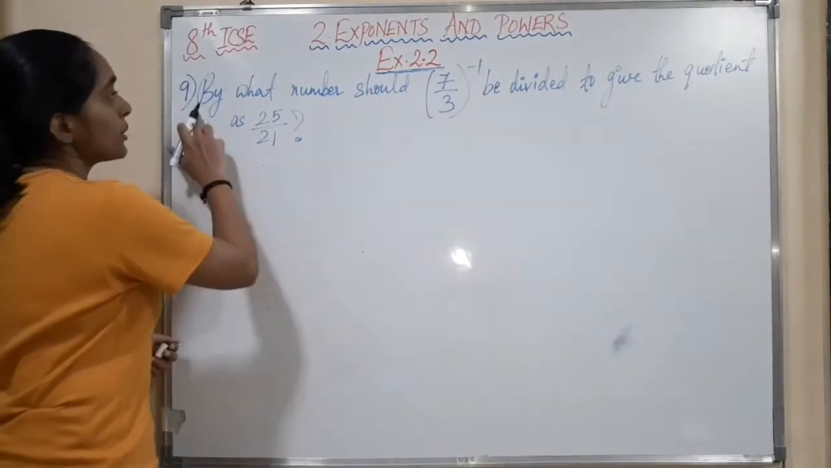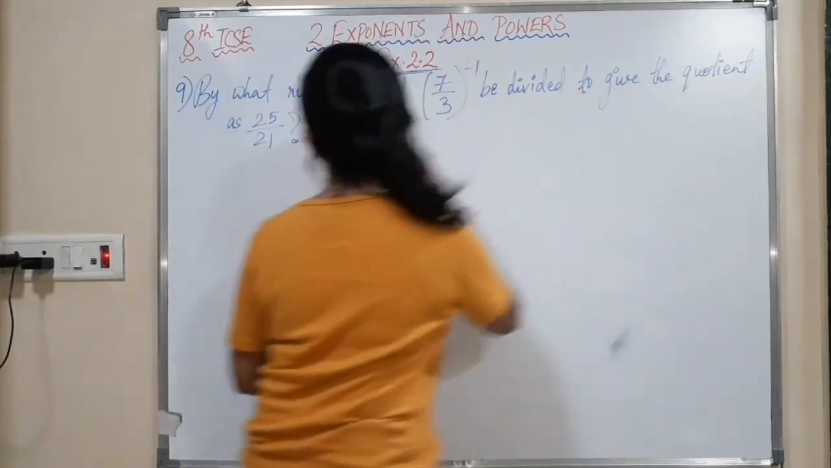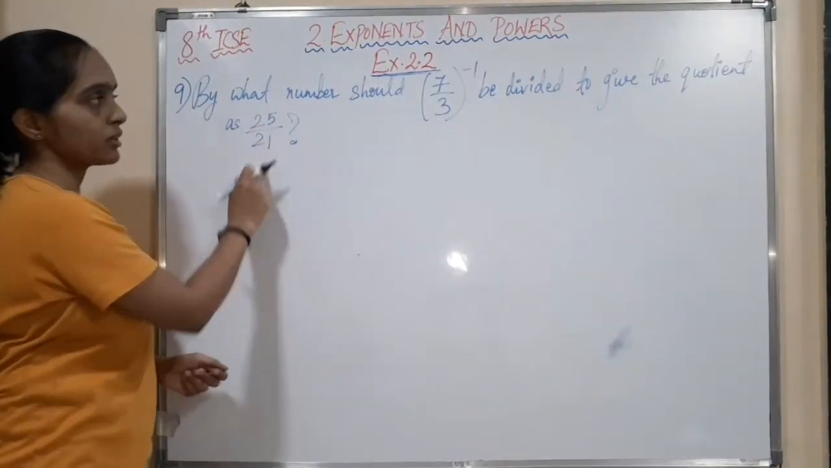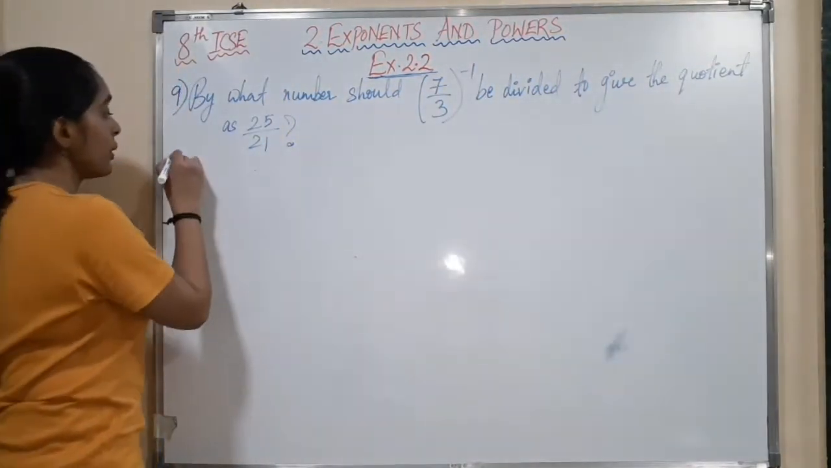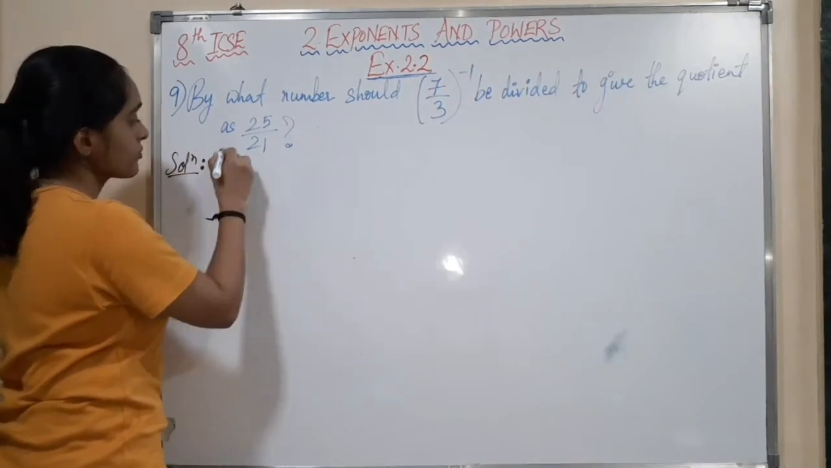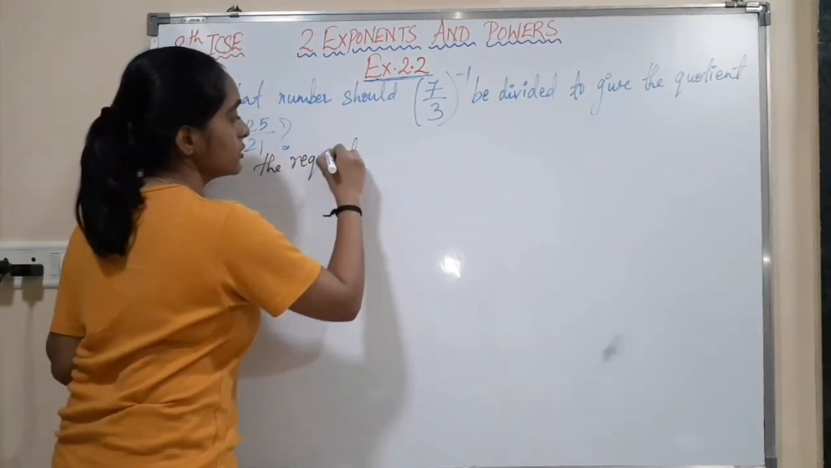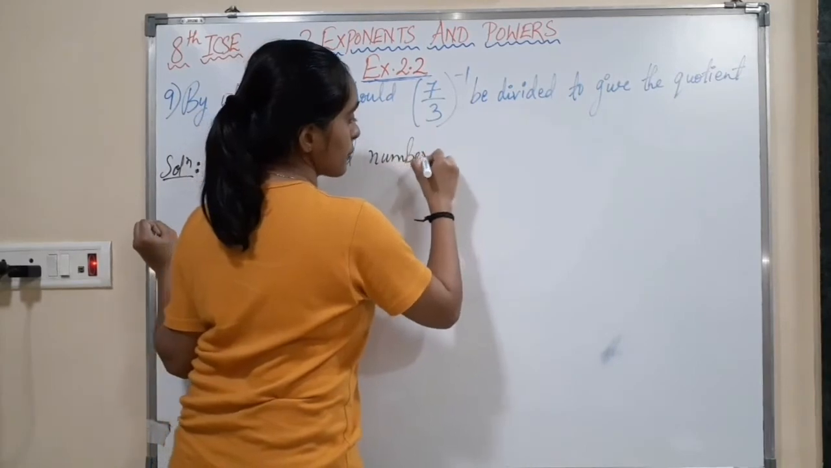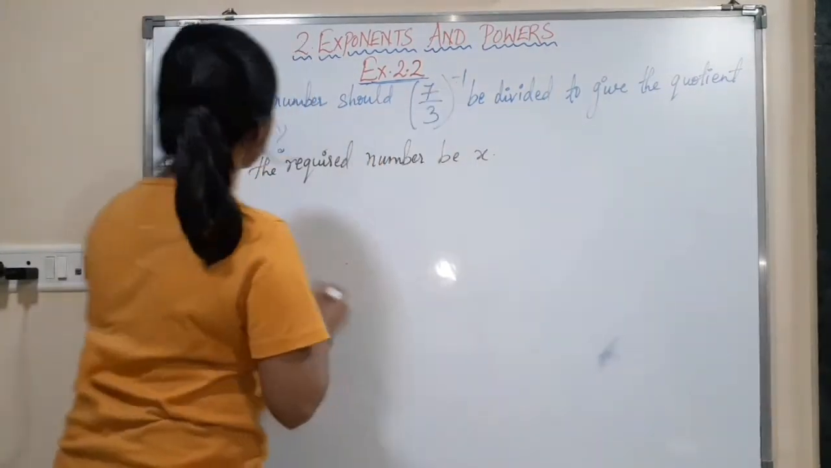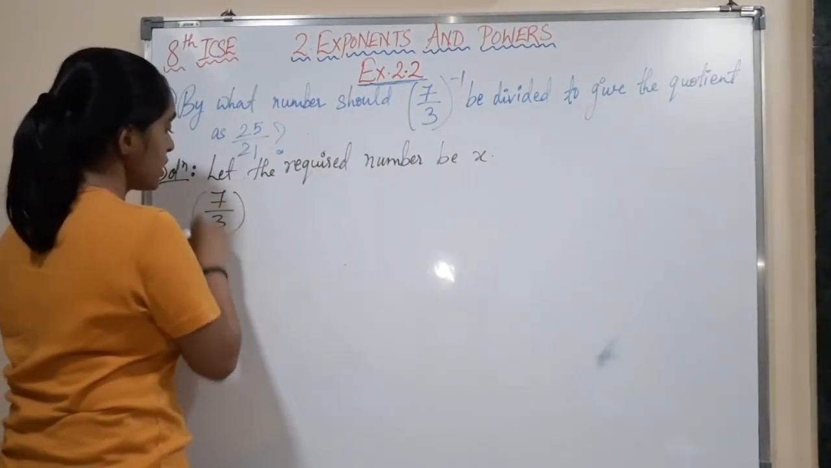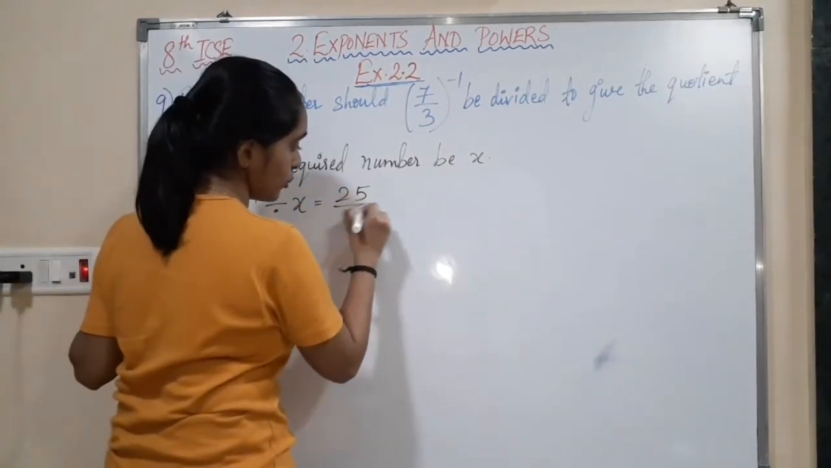Ninth question is, by what number should (7 upon 3) raised to minus 1 be divided to get the quotient as 25 upon 21? So we have to divide this number by something to get this as your answer. So let that required number be x. Let the required rational number be x. So according to the given condition, what you will get? (7 upon 3) raised to minus 1 divided by x gives 25 upon 21.